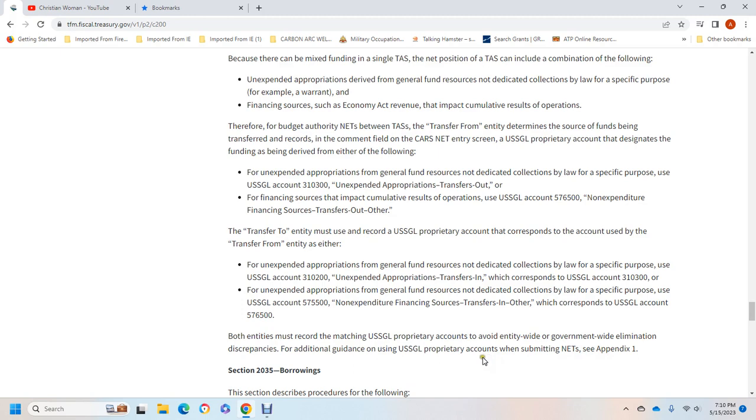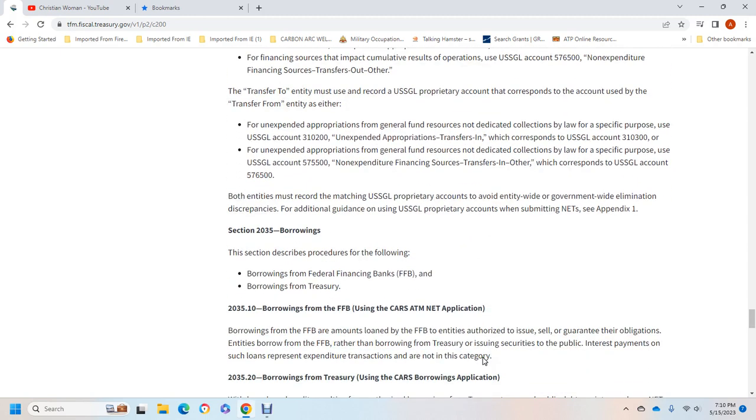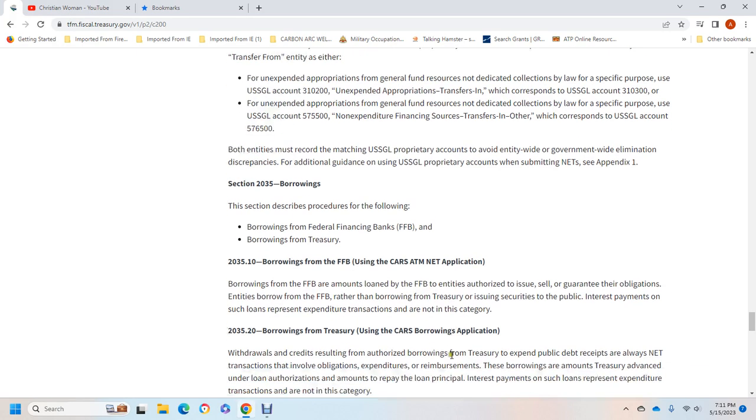non-expenditure transfers, see Appendix 1. See Section 2035, borrowing section discrepancies. The following are borrowings for the Federal Financing Bank, borrowing from the Treasury. 2035-10, borrowing with the official FFB, or Federal Financing Bank, of the CARS ATM net application of the borrowings of the Federal Financing Bank. Amounts loaned with the Federal Financing Bank are authorized to issue, sell, and guarantee the obligation to enter the borrowing of the Federal Financing Bank rather than borrowing from the Treasury, ensuring the security of the public interest. Payments of such loans represent expenditure transactions not in this category.